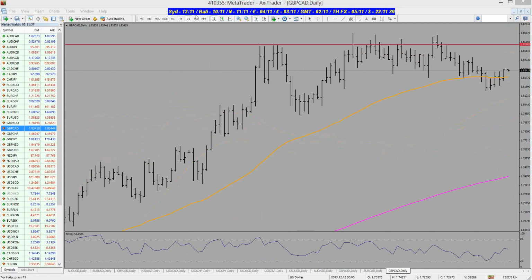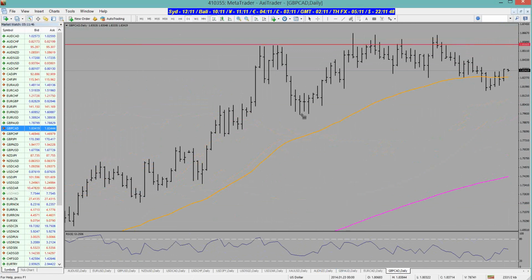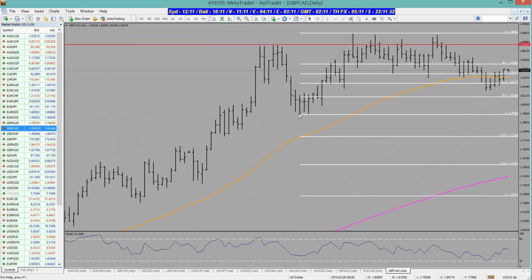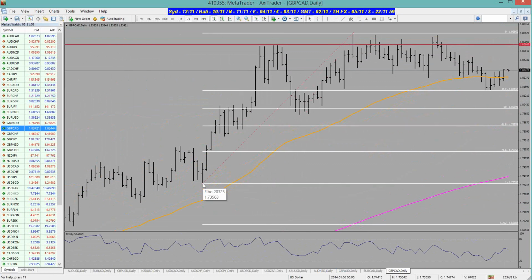Where would you do your fib from? It's been a pretty strong one-way trend. Last significant low, you'd say either here or that one there. That one there, you've got a nice tag of the 382, haven't you?